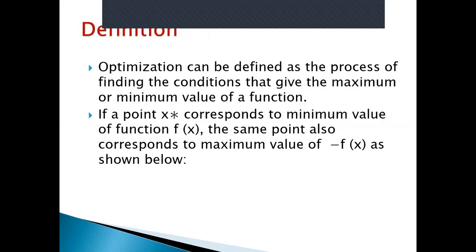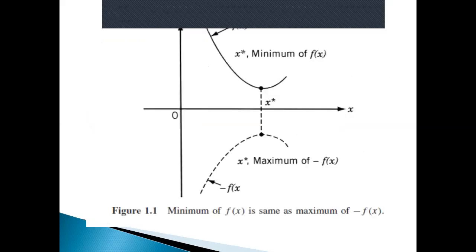Optimization can be defined as a process of finding out the conditions that give the maximum or the minimum value of a function. So if we denote it as x star, which corresponds to the minimum value of function f of x, the same point also corresponds to the maximum value of minus f of x. We'll see how it looks.